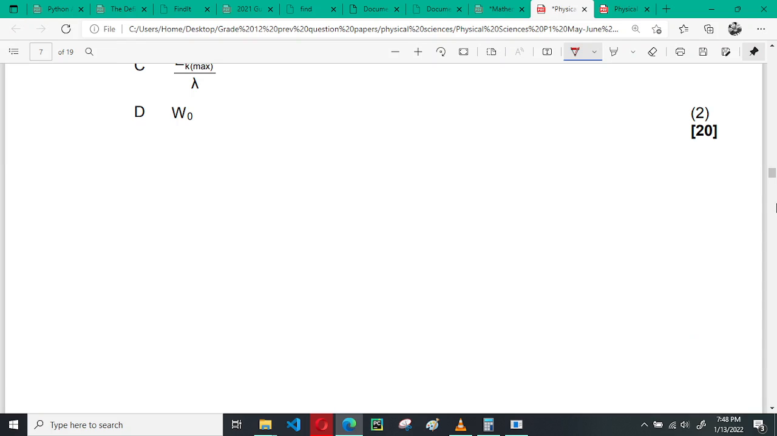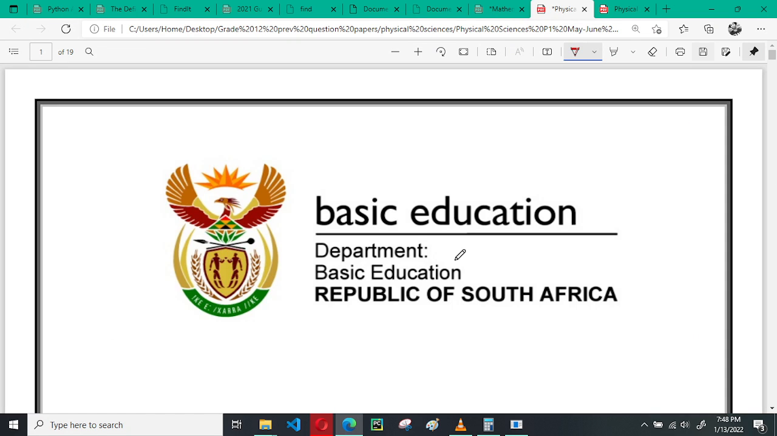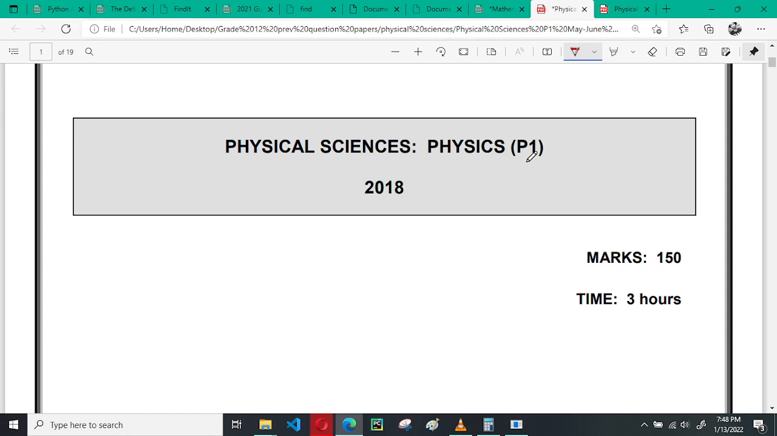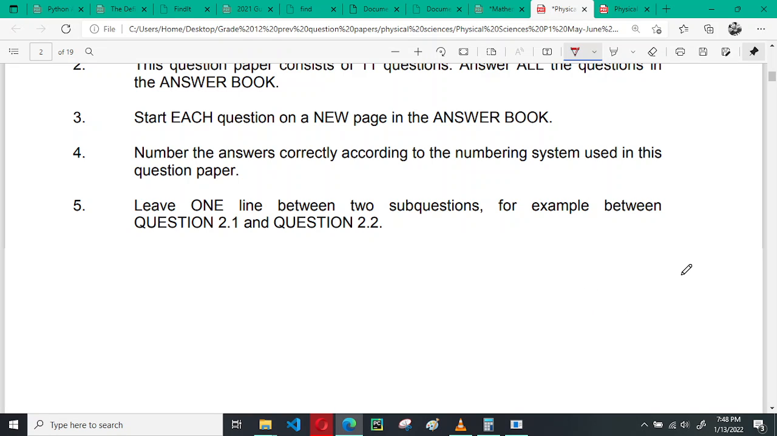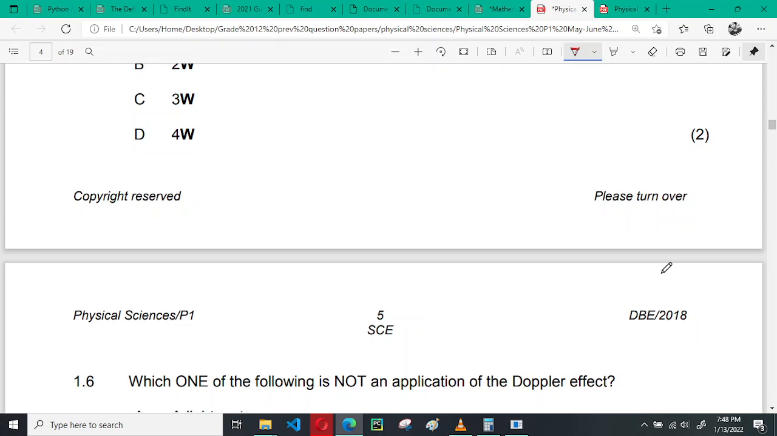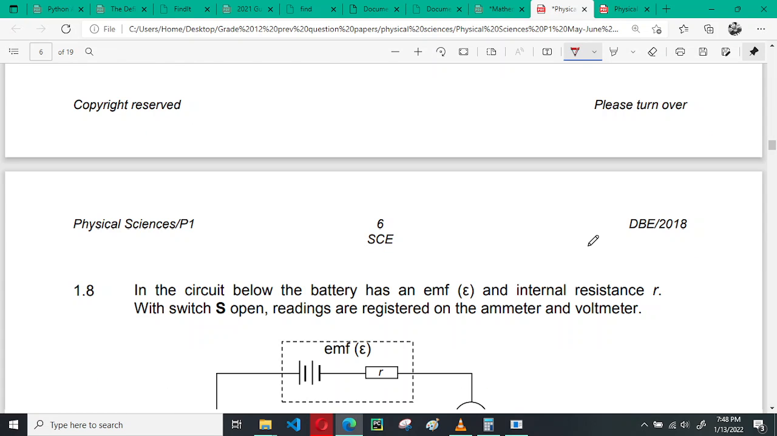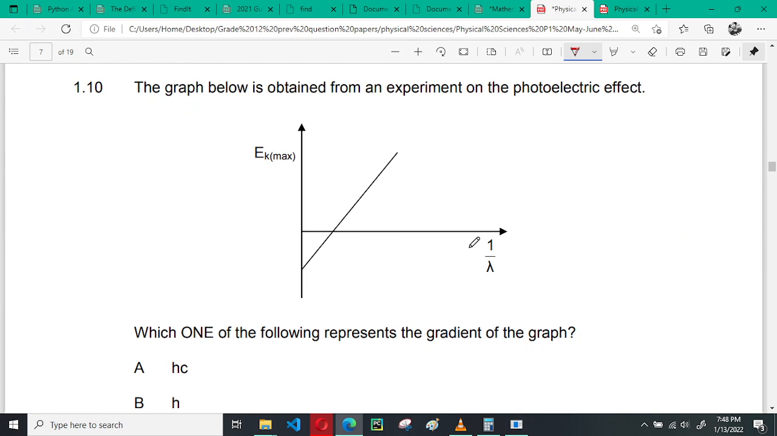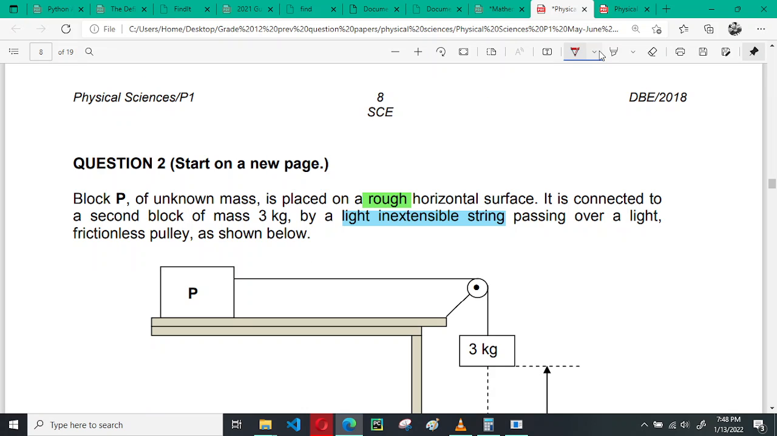Let me go back to the front page. This is paper one, 2018, May/June. It's a 150 mark paper. Today I'm just going to be doing a really quick look at the equations of motion, covering question two of paper one.